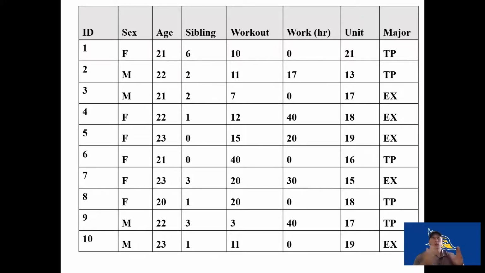We can look at what we looked at before, our sex, age, siblings, workout time, work hours, units, and their different major. And then we can create a frequency distribution chart for that. So we would take the variable, each score that's available, and then calculate the frequency that that variable occurs. So for example, sex, we have female as possible and male as possible in this situation. So we have female, we count them 1, 2, 3, 4, 5, 6. So female would happen 6 times. Male, 1, 2, 3, 4. Male happened 4 times, so their frequency is 4.